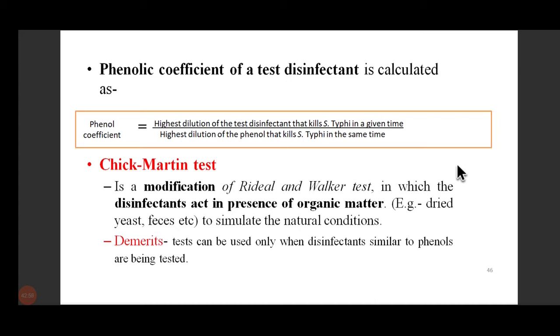The next test we are using is the Chick-Martin test. It is a small modification of the Rideal-Walker test. As we studied, in the Rideal-Walker test we are not considering organic matter, but in this case we are considering the action in the presence of organic matter. But it has a demerit: it can be used only when disinfectants similar to phenols are tested. Against other disinfectants, it does not give a good indication.